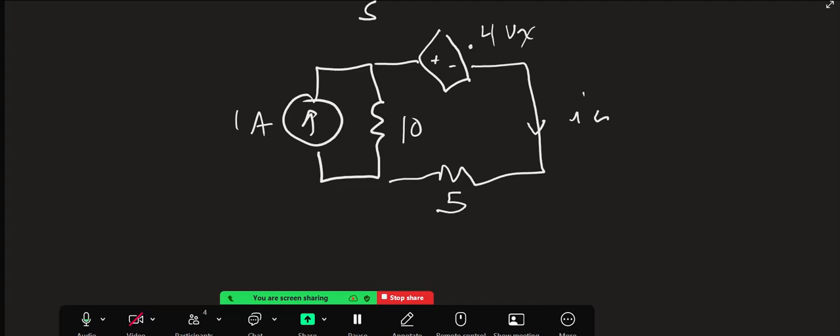So let's do some nodal analysis. Okay, so let's start at VA. So for VA, for nodal analysis, current sources coming in are negative, current sources going out are positive. So that 1 amp will be negative.